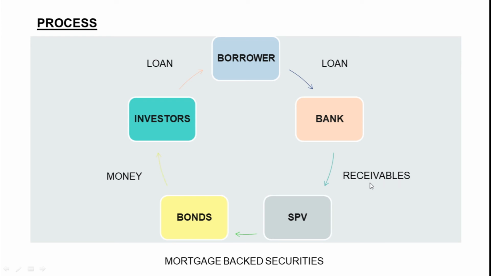So what would the bank do? The bank would provide these receivables to SPVs. Now SPVs are special purpose vehicles which are created as trusts. These SPVs convert the receivables into mortgage backed securities which are termed as bonds. These bonds are further provided to investors. Now investors, by investing in bonds, provide money which would serve as the capital need of the bank, and the money taken from the investors can be provided to more borrowers as loans. So this is how the whole process cycle works, and this is what securitization simply means.